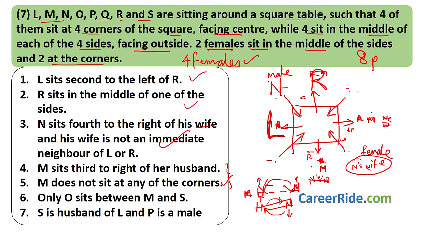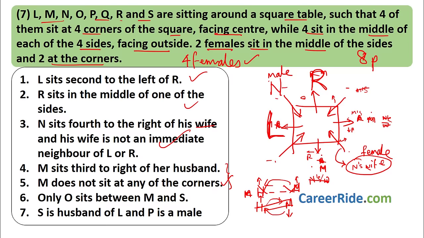Let us assume that M's husband is over here. Third right of M's husband: this side is facing inside, so right is over here, third right is 1, 2 and 3. L is sitting over here, so M's husband cannot be here. Now let M's husband be over here. Right side is this, third right is 1, 2 and 3, but M does not sit at any corner, so not possible. Again, M's husband cannot be over here because this position is for N's wife.